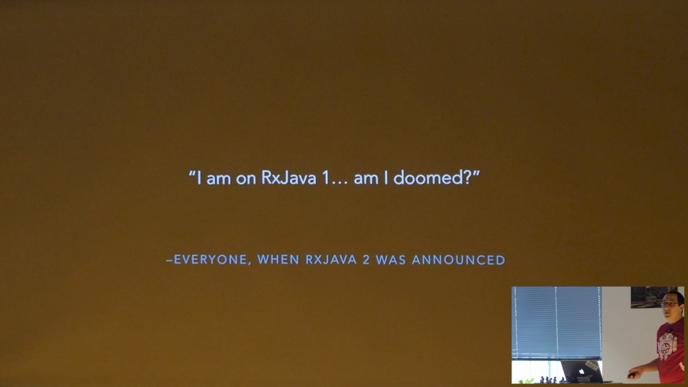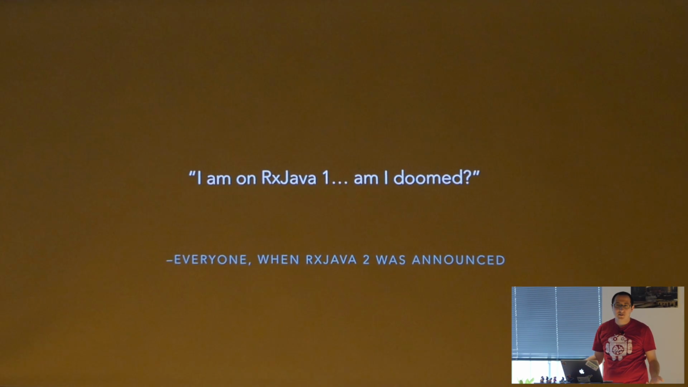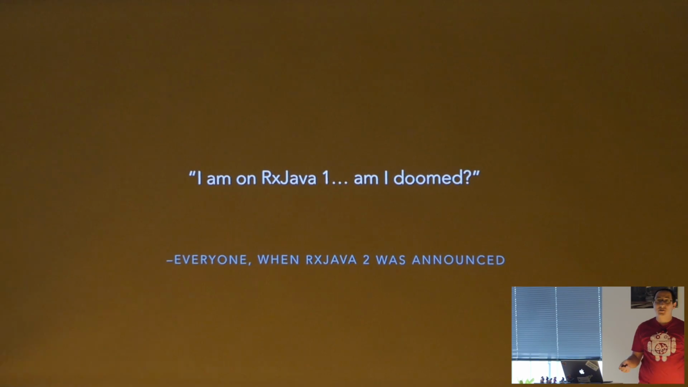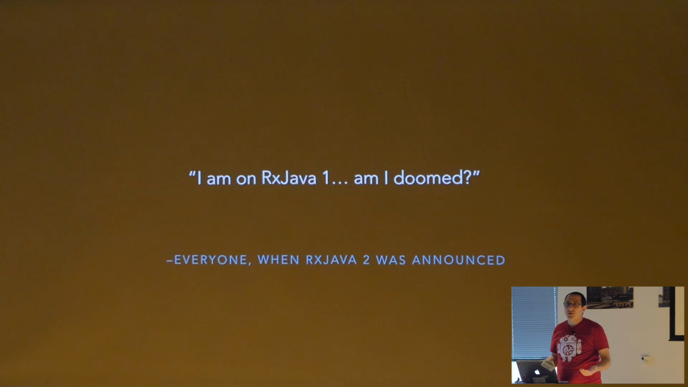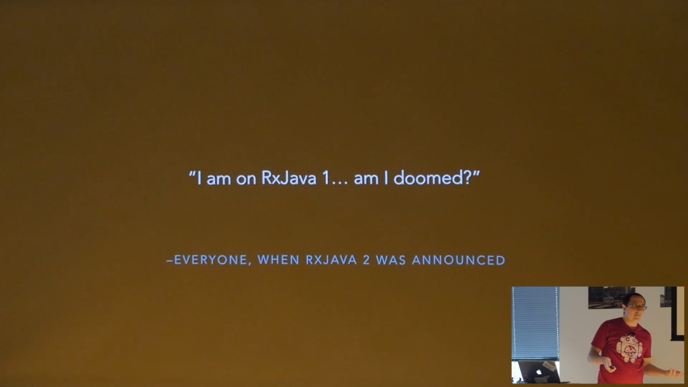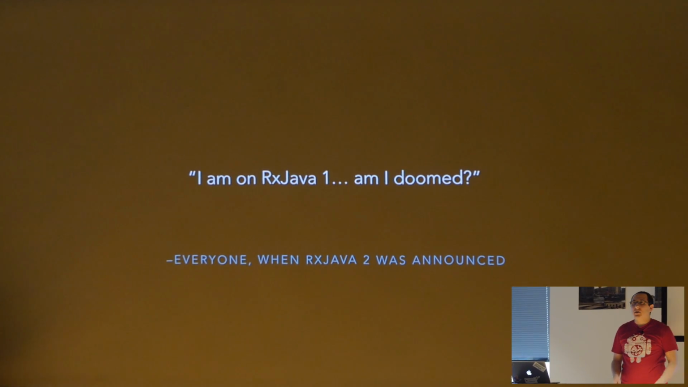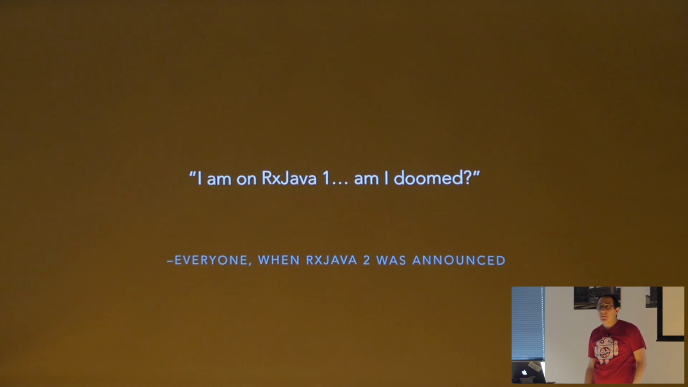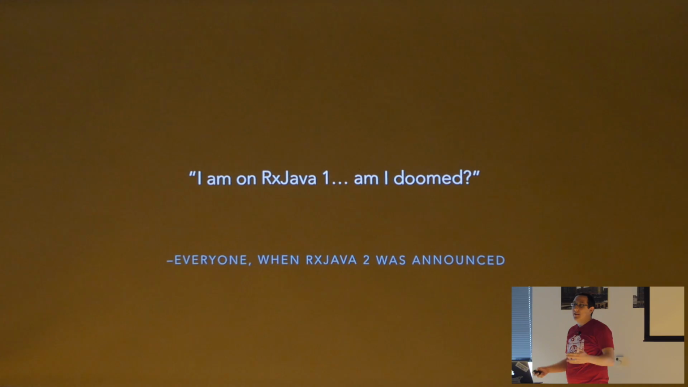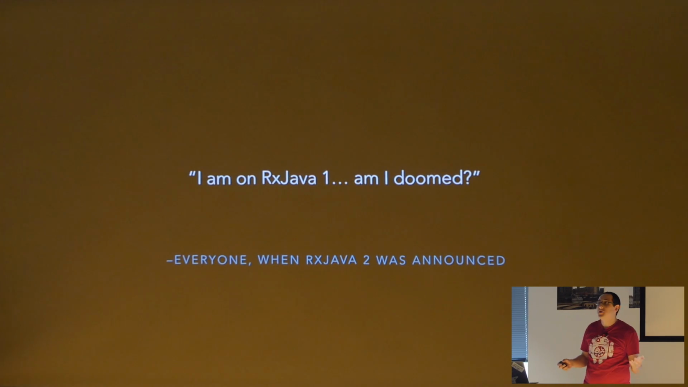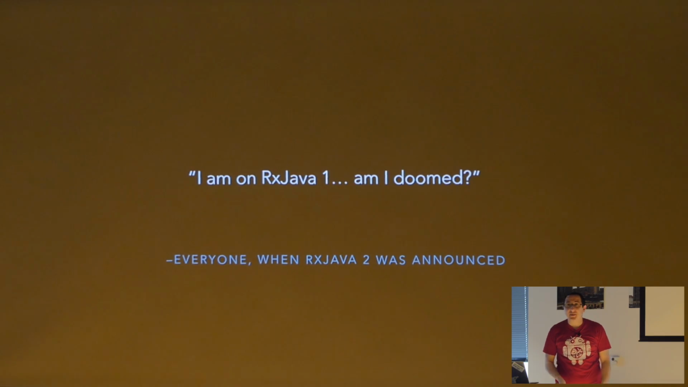Well, it turns out there weren't just a few breaking changes. It was like a huge breaking change. Like everything was changed. So I was like, oh, how am I going to deal with that? Maybe we are doomed. So we have to stay with RxJava 1 until it dies. And hopefully, also the project will die. So I'm good. I mean, it's OK for me.